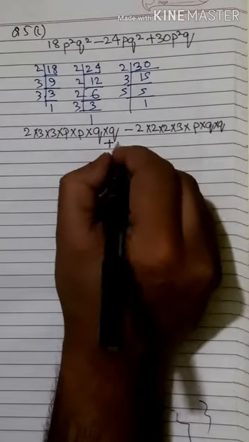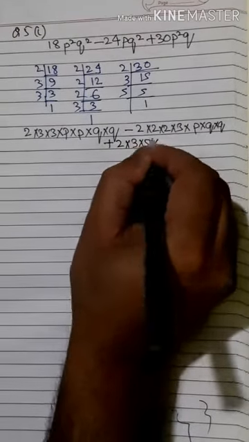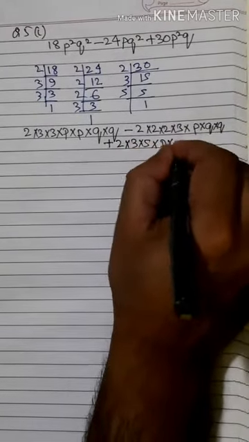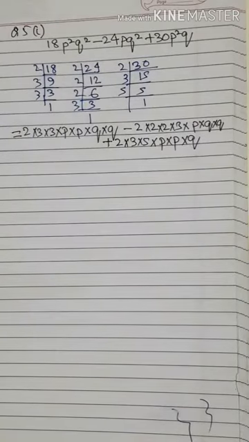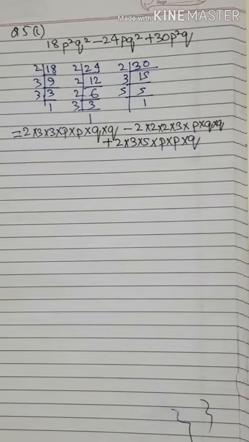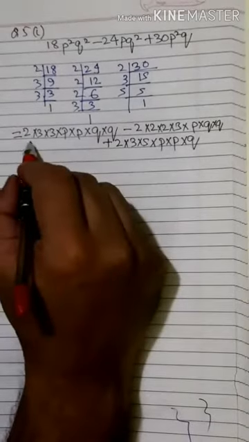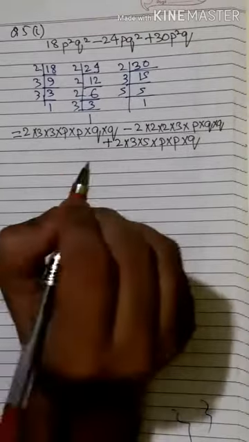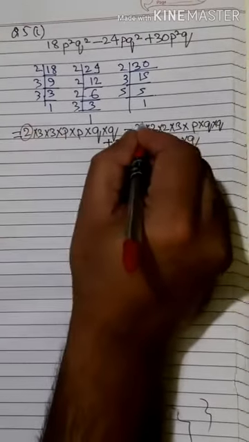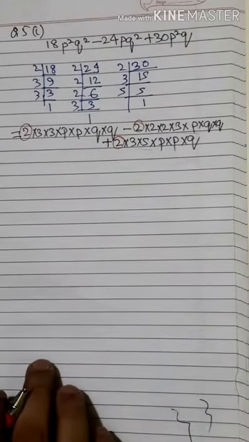So plus, okay, 30 can be written as 2 into 3 into 5 into p square, meaning p into p into... Now since we have written it in the factor form, what is the next step? We will identify the common terms, and the common terms should be present in all the three terms, all the three parts. Okay, so 2, 2 and 2. So we have 2 in all the three terms. So our first common factor is 2.